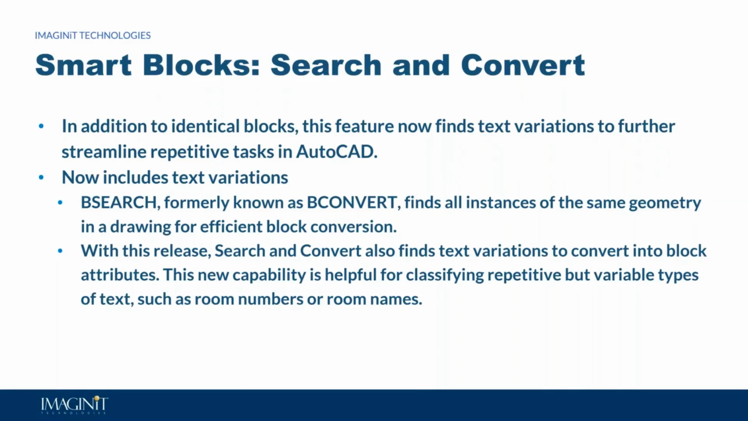And with this specific release in 26, Search and Convert can find a text variation, convert it to a block with attributes, and pass the text as an attribute there. This new capability is really helpful for classifying repetitive but variable types of text, such as room numbers, room names.